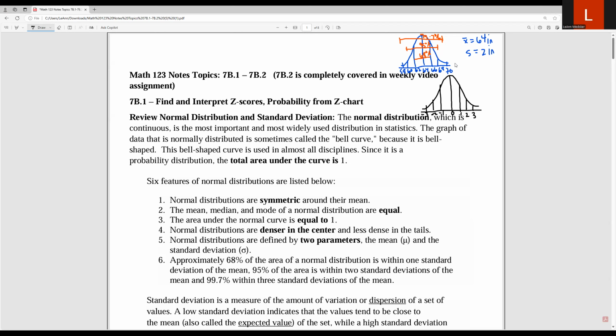Denser in the center means more area or more percentage towards the center, less in the tails. And then we learned that we can figure out how to label this based on its mean and its standard deviation. And then this last one is just restating the empirical rule we learned.